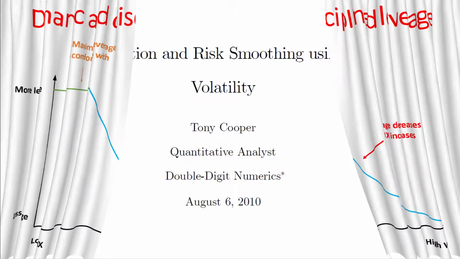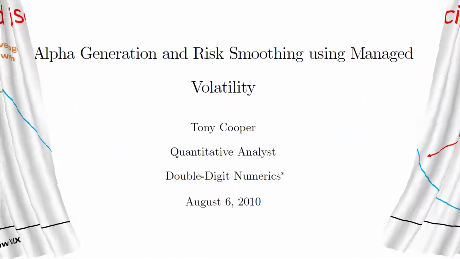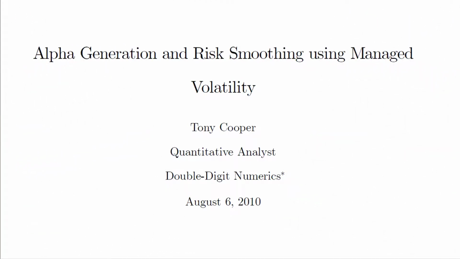This idea of using more leverage when volatility is low has been thoroughly discussed. For example, you can see the following article. The title of the article is Alpha Generation and Risk Smoothing Using Managed Volatility, and the author is Tony Cooper. You can see discussions of the specifics of this idea, and we won't further elaborate them here. Here, let's just look directly at the results and how this idea actually works.